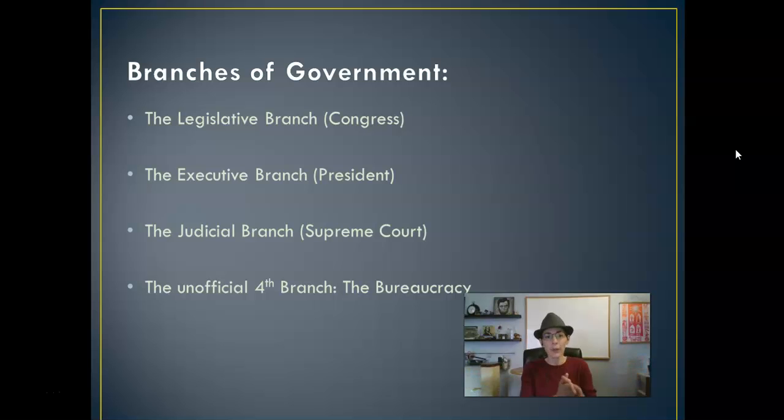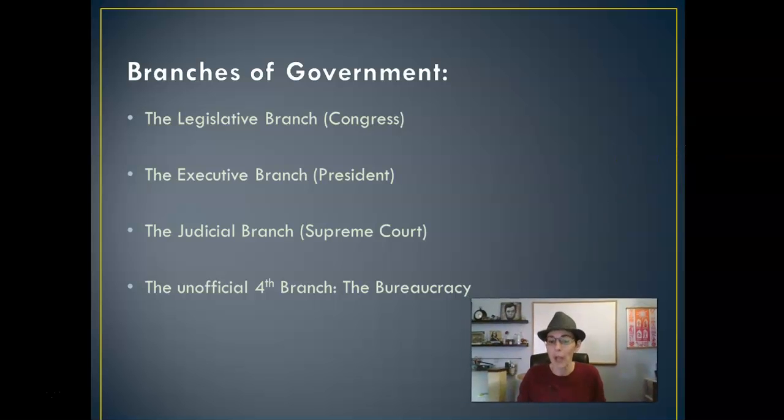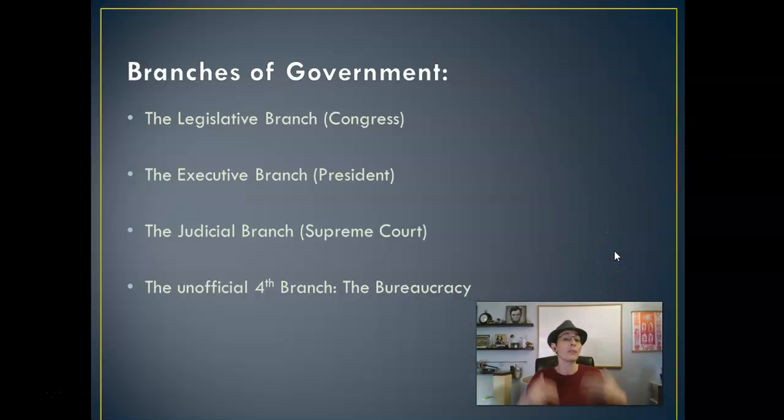All right, so just a quick review, the three branches of government. Now, we've already talked about the legislative branch. I've given you a very brief overview of the executive, and today we're going to focus in on that branch. Later video lessons will discuss the finer points of the judicial branch, and that rounds out the official three branches. But with the growth of the federal government, you have the addition of the unofficial fourth branch, the bureaucracy. And that will be the subject of its own video lesson down the line.